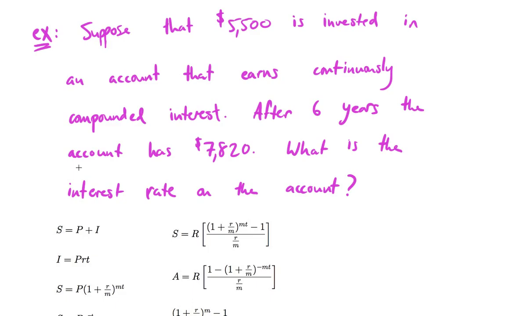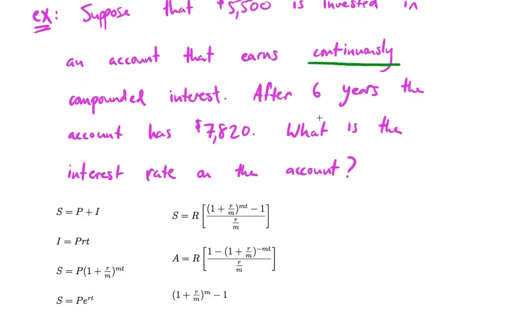So we don't have our two previous flags in this one. We don't have a recurring payment. We just have $5,500 invested one time. And we don't see the word simple. This is not simple interest. It's some kind of compound interest, which is what most of our problems are. However, this one is continuously compounding interest, and that is the flag we want to look for in this problem.